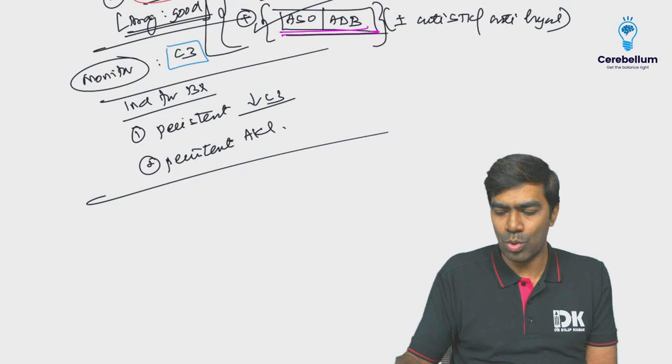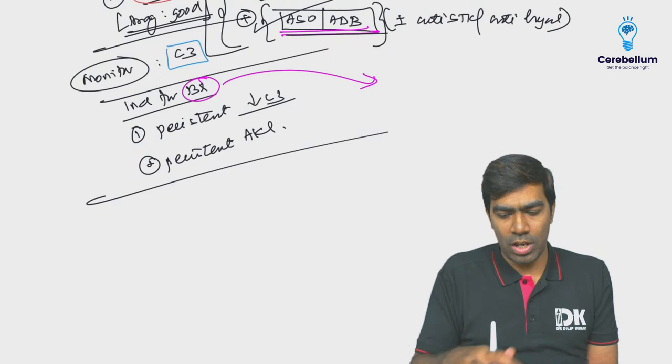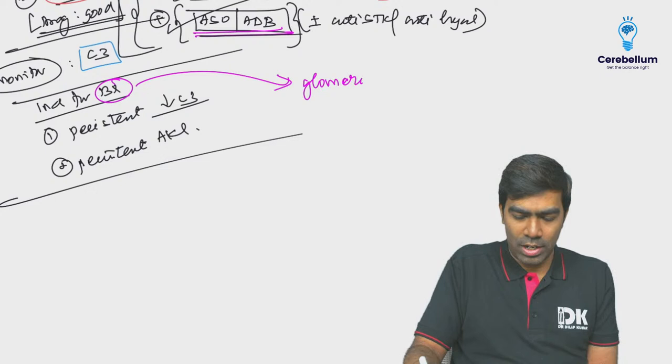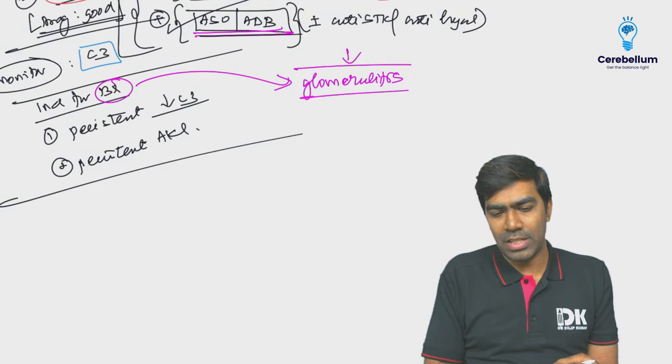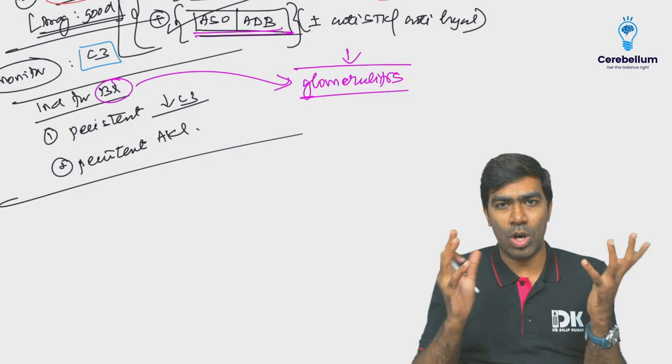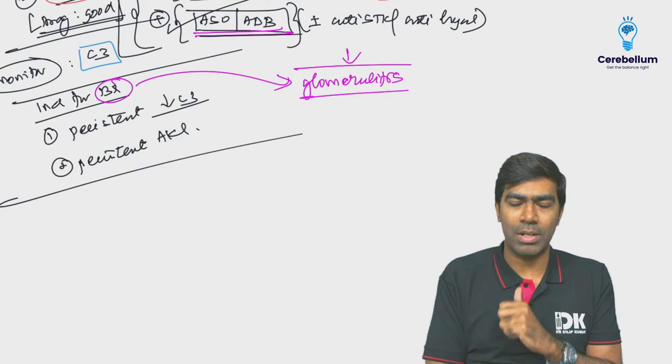Otherwise, we don't do it. In case you're doing a biopsy, what are you going to see? All you're going to see is glomerulitis in light microscopy. I don't know how many of you know the difference between glomerulonephritis and glomerulitis. Glomerulitis is what you're going to see in the biopsy, which means the glomerulus will be edematous, swollen, with plenty of WBC infiltration. Swollen, edematous, WBC infiltration. That is glomerulitis.